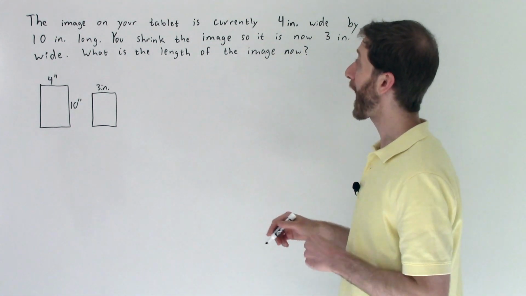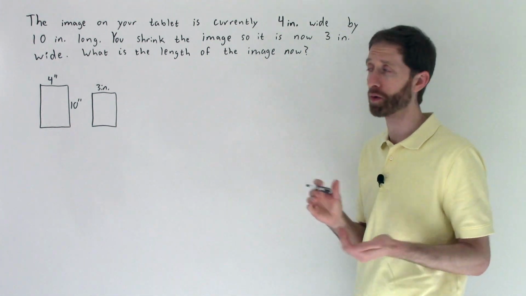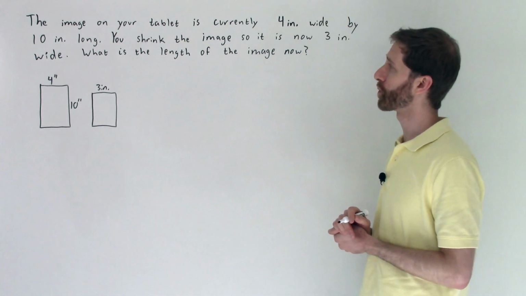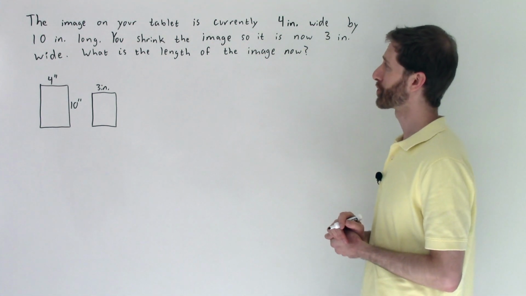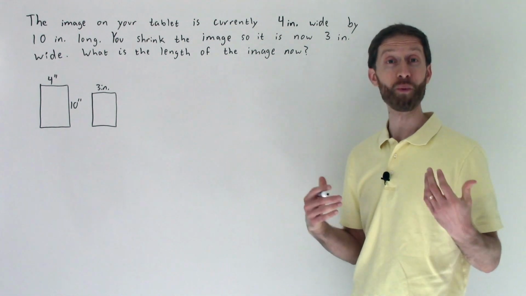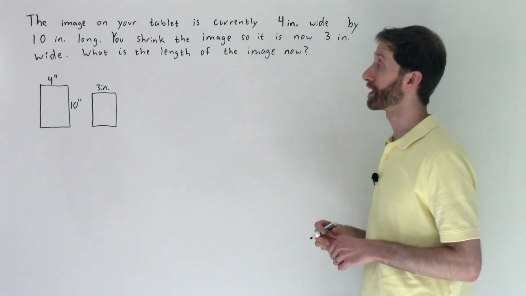The image on your tablet, could be cell phone, but we'll go with a tablet, is currently 4 inches wide by 10 inches long. I guess it couldn't be a cell phone if it's 10 inches long. You shrink the image so it is now 3 inches wide. What is the length of the image now?